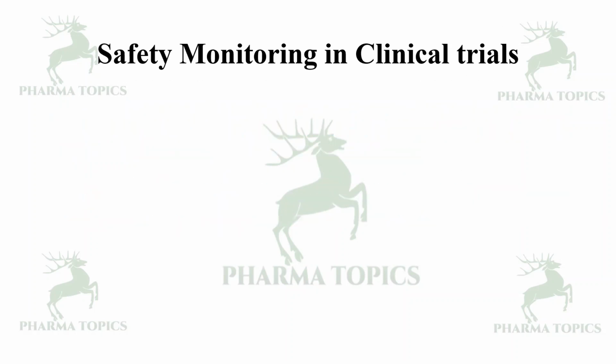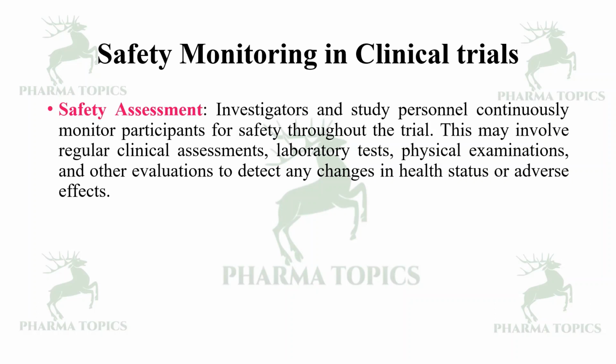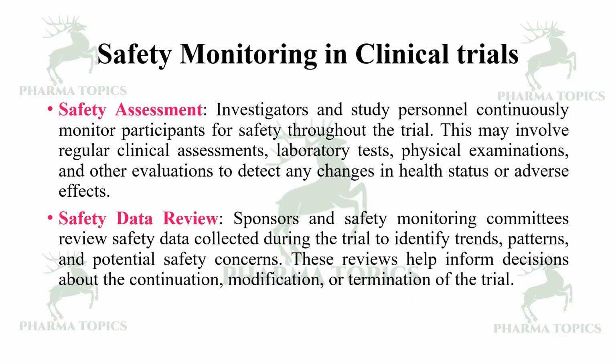Safety monitoring in clinical trials. First is safety assessment. The investigators and study personnel continuously monitor the participants for safety throughout the trial. This may involve regular clinical assessments, laboratory tests, physical examination, and other evaluations to detect any changes in the health status or adverse effects. Safety data review.